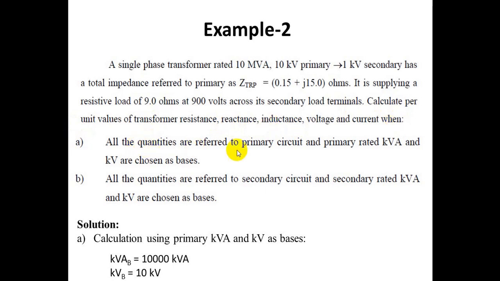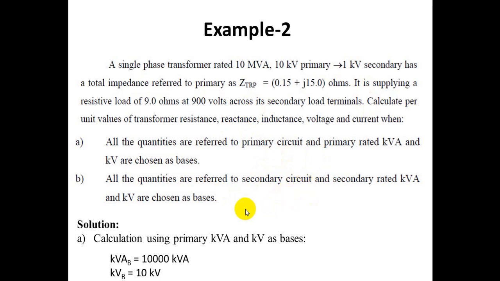In the first case, all the quantities are referred to the primary circuit, and primary kVA and kV are chosen as base. In the second case, all the quantities are referred to the secondary circuit, and secondary kVA and kV will be chosen as base. So you have to solve the system twice, once taking the primary values as base and once taking the secondary values as base. So let's see the solution.